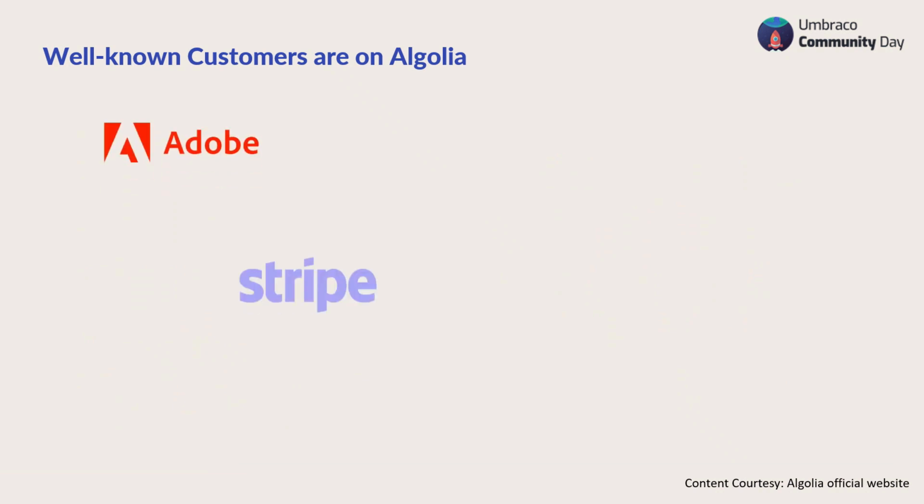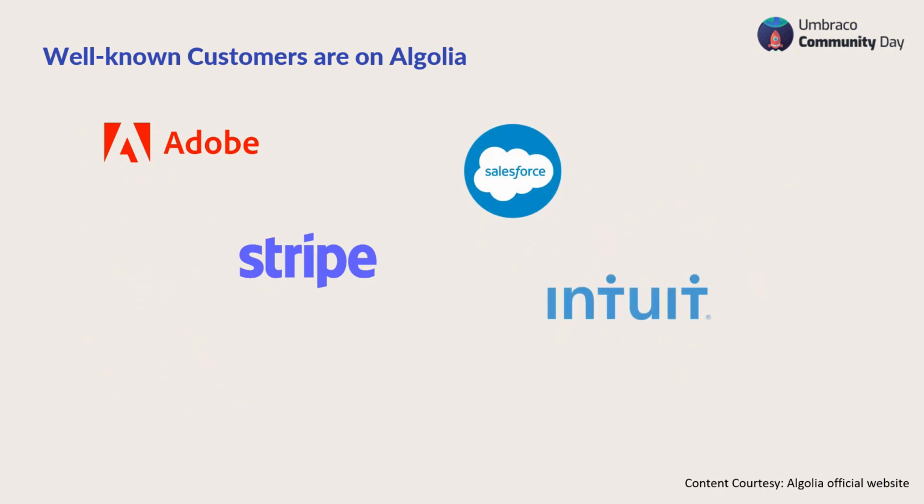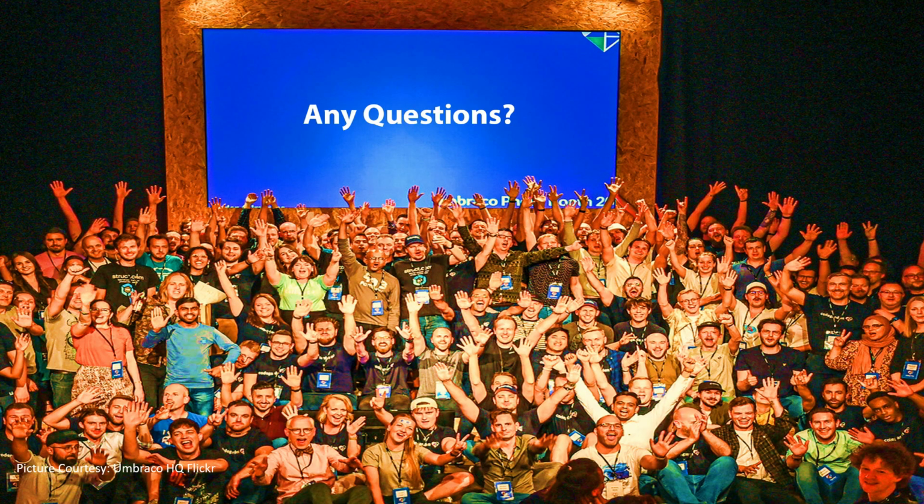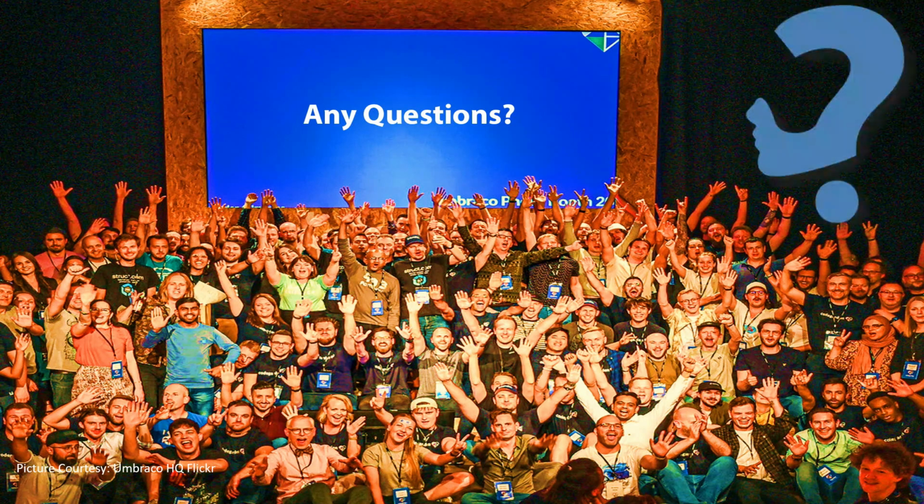The first one is the giant Adobe. We received all those details from Algolia's official website, so content courtesy goes to them. Then Salesforce and Coursera, where there is a nice case study. They found how many customers are searching for courses that are not available on their portal, so they can make decisions and add courses in the next release. So that's it. And this is one of my best photos, in the first food garden. The picture courtesy goes to the Umbraco headquarters Flickr account. So we are open for questions.